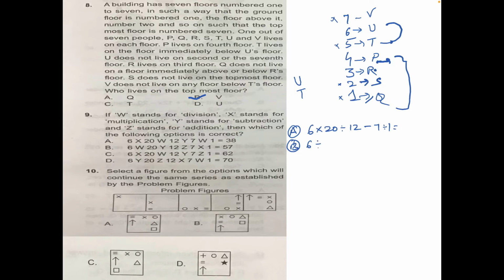Then B is 6, W is division, divided by 20, then Y is subtraction, subtracted 12, Z is addition, so plus 7 into 1. If you see, all the numbers are same, 6, 20, 12, 7 and 1, only the signs are different. Now 6, again X means multiplication, multiplied by 20, then divided by 12, it is again same like the first one only, then minus 7. The only difference is here Z means plus, here plus 1.